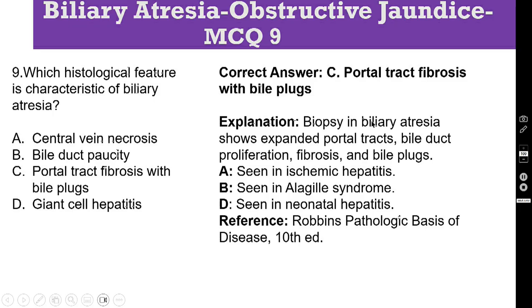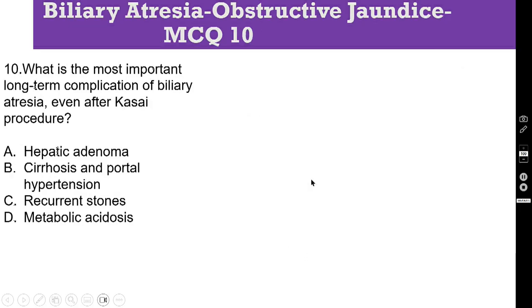Because the biopsy in biliary atresia shows expanded portal tracts, bile duct proliferation, and fibrosis with bile plugs. This is the correct answer. A, central vein necrosis is seen in ischemic hepatitis. B, bile duct paucity is seen in Alagille syndrome. D, giant cell hepatitis is seen in neonatal hepatitis. Reference: Robbins' Pathological Basis of Disease, 10th edition.